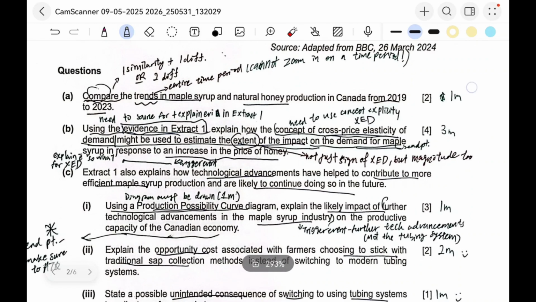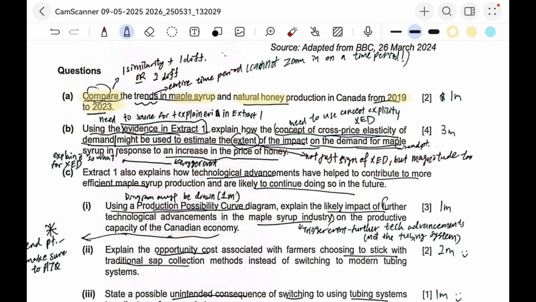Okay, part A, 2 marks. Compare. Okay, so we always highlight the action words because the action words are what you have to fulfill for the question. So it could be compare, comment, describe, explain. In this case, compare. Compare what? Compare the trends in maple syrup and natural honey production in Canada from 2019 to 2023. Okay, so this is what we went through just now when we looked at table 1.